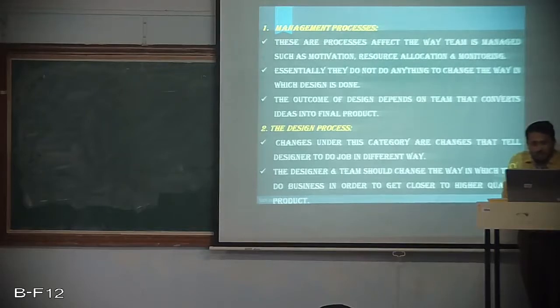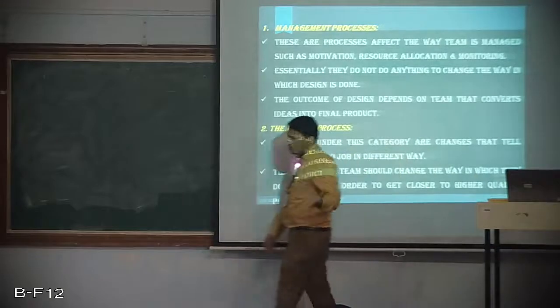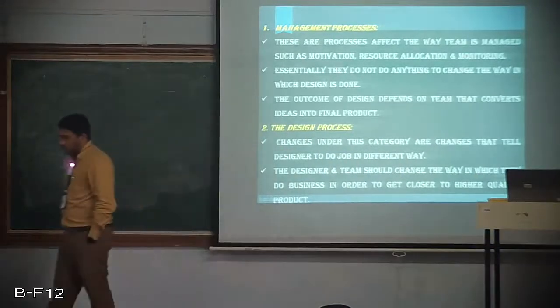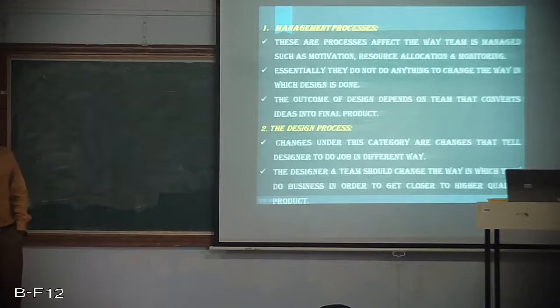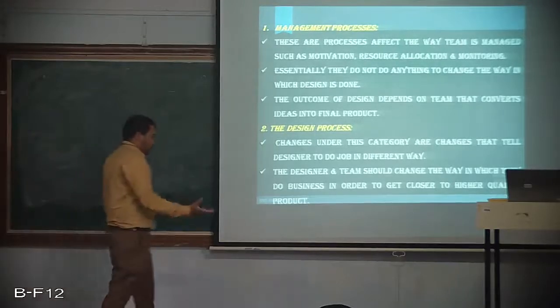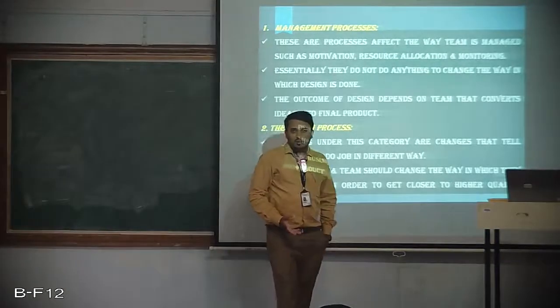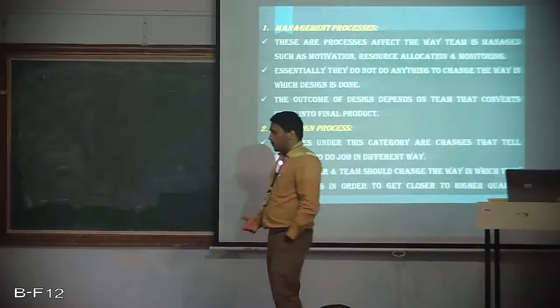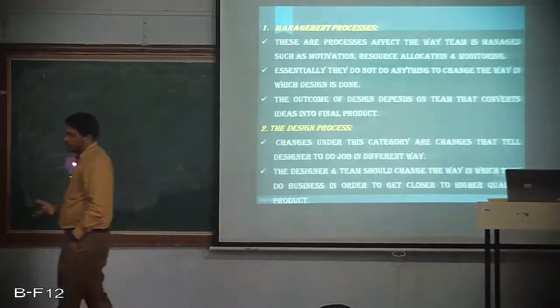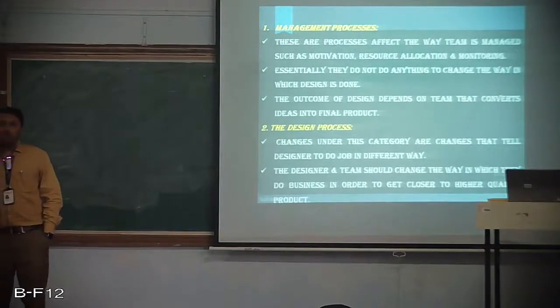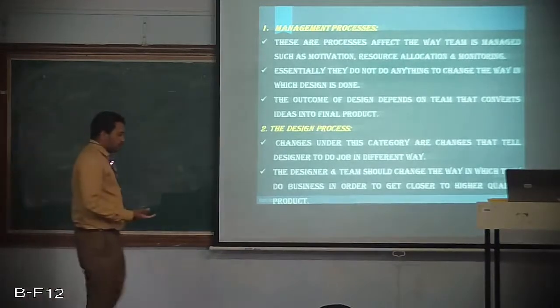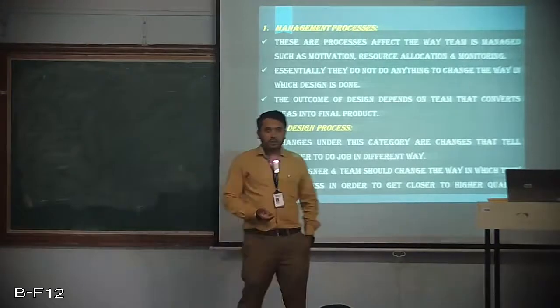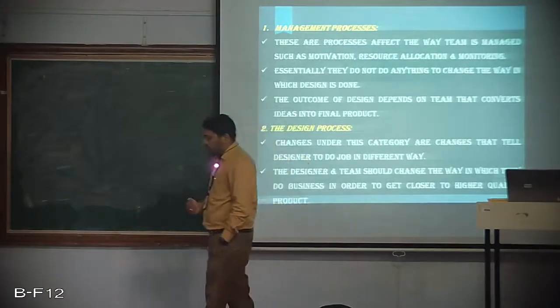The design process. The next category is changes that tell the designer to do the job in a different way. Obviously, if a person takes 100 iterations to do a final design for a component, and another designer takes only 20 steps to arrive at the final design for that component, then obviously you will choose the designer who gives you the final design in 20 steps rather than the one who takes 100 steps.